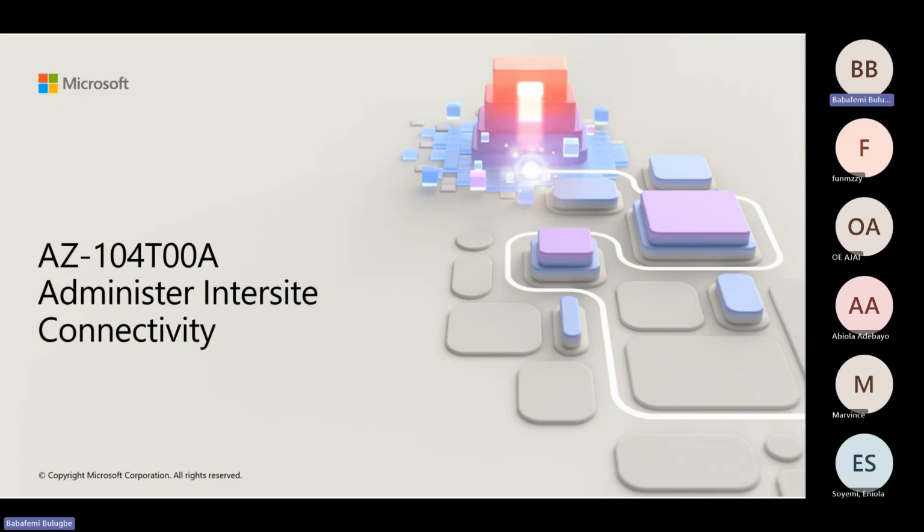In today's class, we are going to be looking at how to administer intersite connectivity. When we talk about intersite connectivity, we are looking at how to extend our on-premises network to Azure, and how to connect two virtual networks together. Here we are going to be talking about VPN connectivity. We'll look at point-to-site, site-to-site, ExpressRoute, and also VNet peering. Majorly, this is what this module is all about.